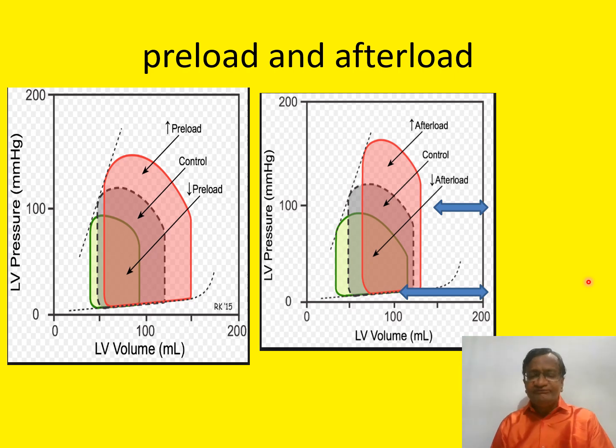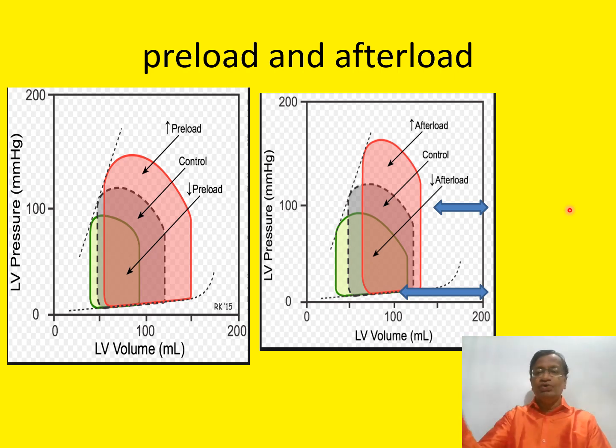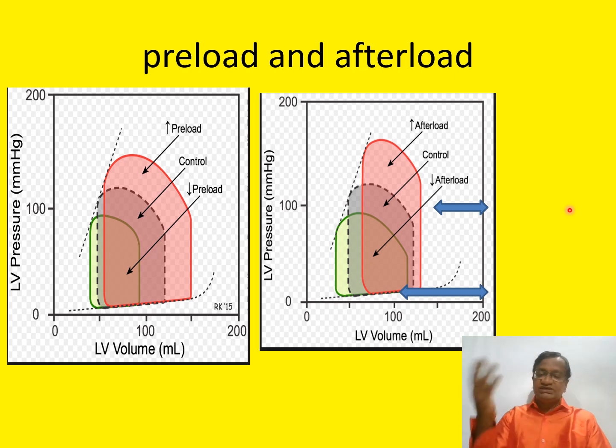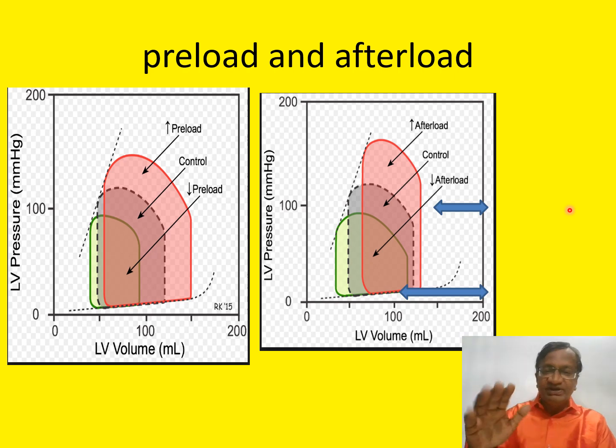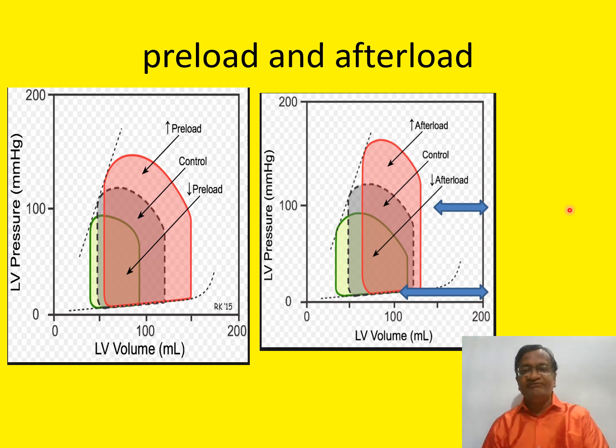But if you go to afterload, what is afterload? If you have hypertension, if you have aortic stenosis, the resistance to the left ventricular ejection is more. The LV is ejecting against more resistance. That is what I have told. It is uphill. If you are cycling on a mountain uphill, that is what is called the afterload.